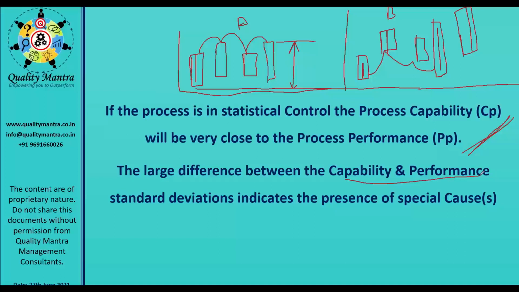Okay, if you get a big difference in process capability and process performance between CP and PP, it is an indication of the presence of special causes. The variation will be high only owing to the special causes. If special causes are present, your process is not in a state of statistical control. Though you might be seeing it on the control chart, the data is showing that it is not in a state of statistical control, which means you have to find out the special cause and remove that one. Unless and until you do that, your process will not be capable.